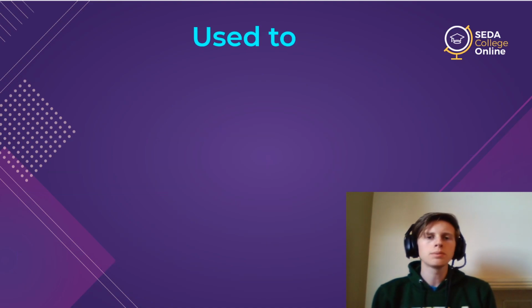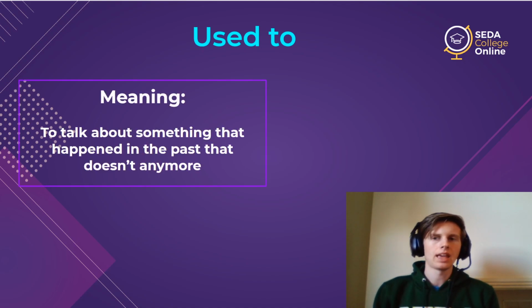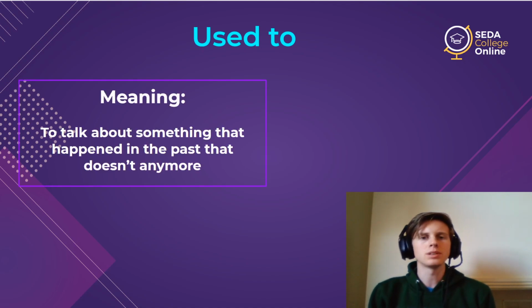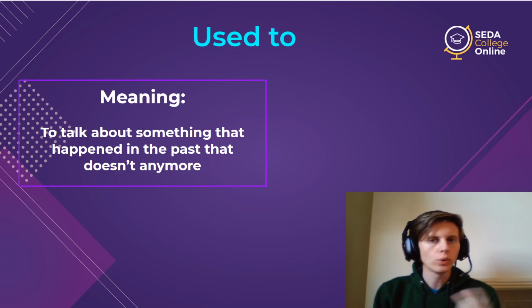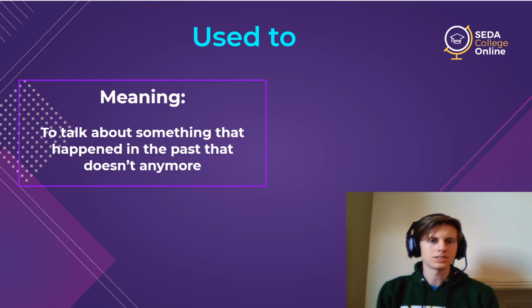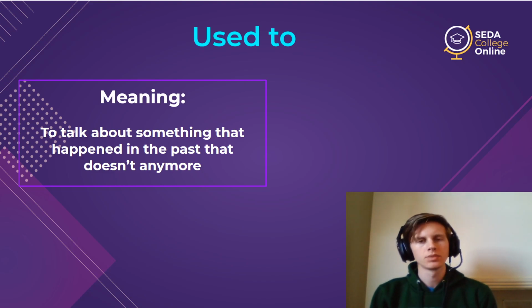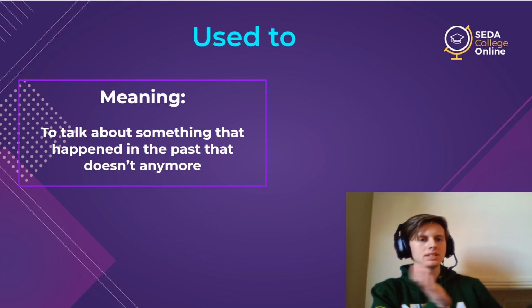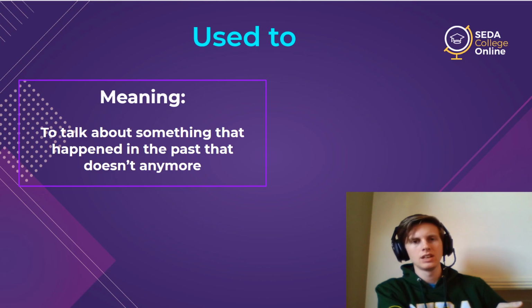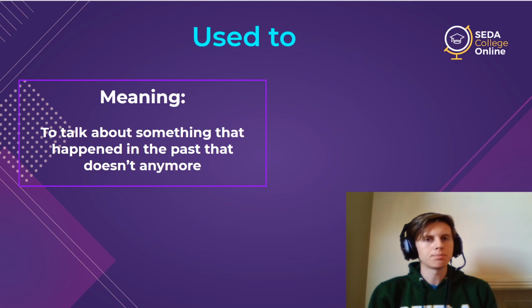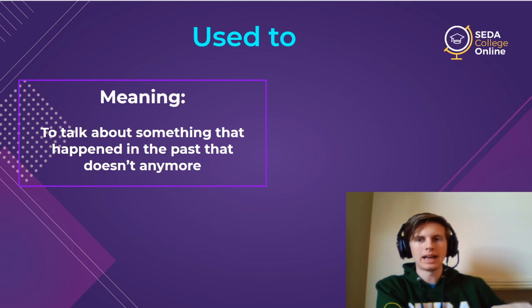Okay, so now I'm going to compare it to used to. It's the same idea as usually, except now we're in the past. Only difference is we're in the past now. So used to is to talk about something that happened in the past that doesn't happen now. So if you think about it, you've got a habit, and now that habit is in the past. It cannot happen now because the habit is in the past.